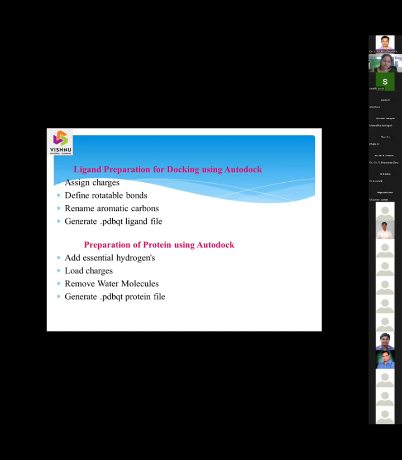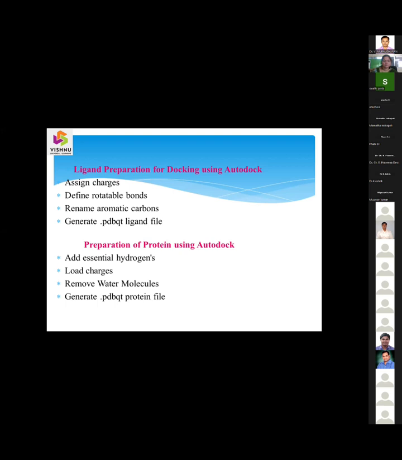After getting the 3D structure, we have to optimize it, because when the protein goes for crystallization, different pro-crystals, water molecules, and ligands are present. We have to remove all these unwanted data from the protein 3D structure, because if they are present, they may interfere with ligand and protein binding. That is the reason why we have to optimize the protein also.